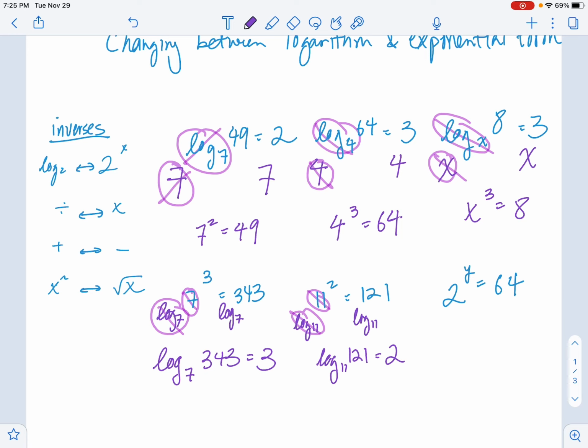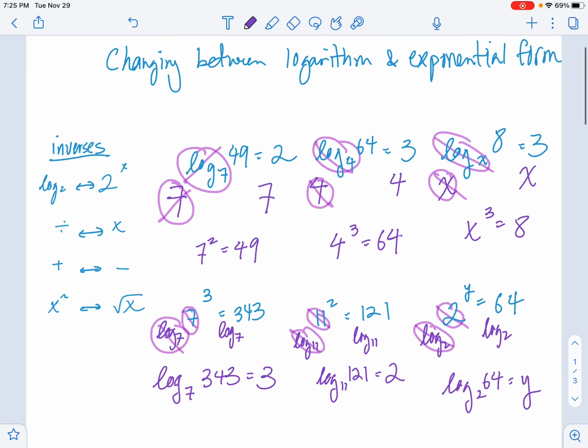Then finally, the one with a variable thrown in, but that's okay, same thing. I have a base of 2, so I'm going to do log base 2 to both sides so I can cancel out that base of 2. And I get log base 2 of 64 equals y. Again, we're going to learn later how we can actually evaluate this so it makes more sense. But right now, we're just learning to convert between exponential and log forms.